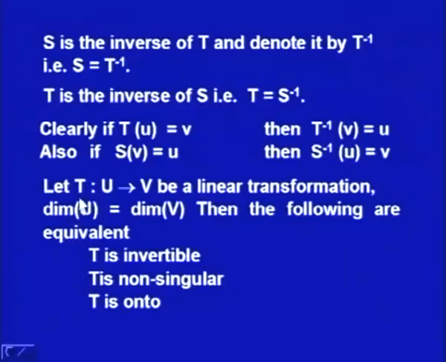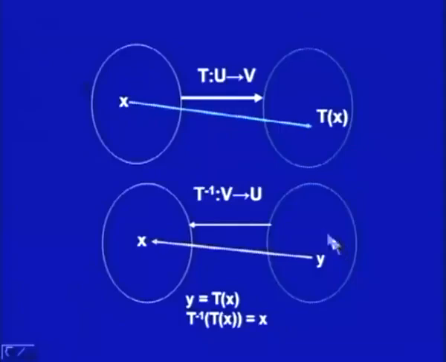Now, we have an important result. It says that if T is a linear transformation from the vector space U into V and dimension U is equal to dimension V, then the following are equivalent: T is invertible, T is non-singular and T is onto. This I illustrate with the help of this diagram.